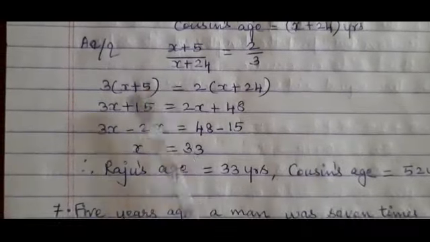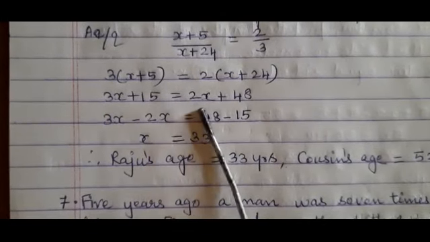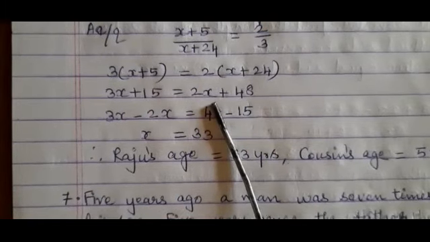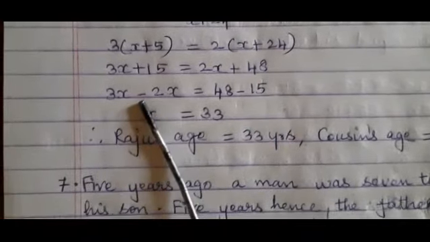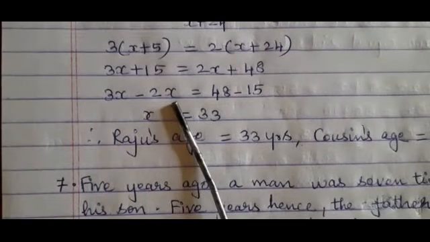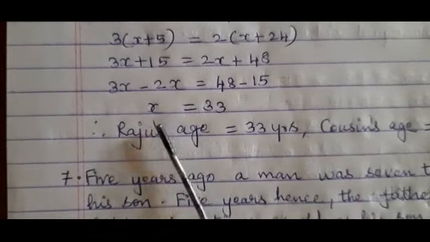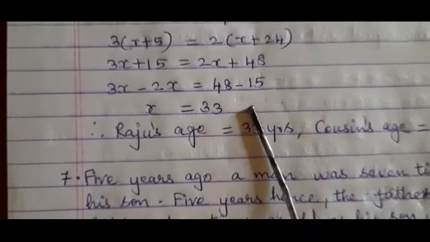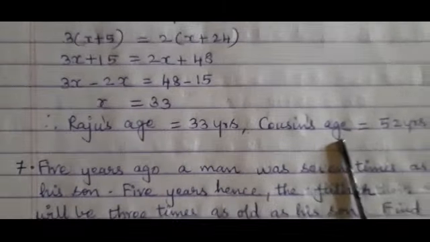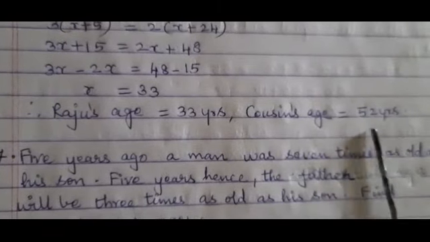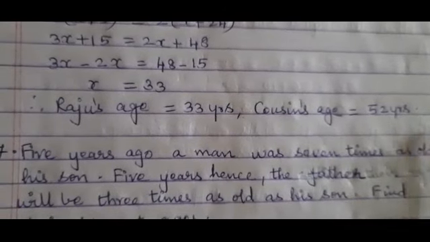Then do the multiplication: 3 into x is 3x, plus 3 into 5 is 15, equal to 2 into x is 2x, plus 2 into 24 is 48. Then separation of variable and constant: 3x minus 2x is equal to 48 minus 15, so x is equal to 33. So Raju's age is equal to 33 years, and the cousin's age is equal to 52 years. 52 years, how? x plus 19, that is 52 years.